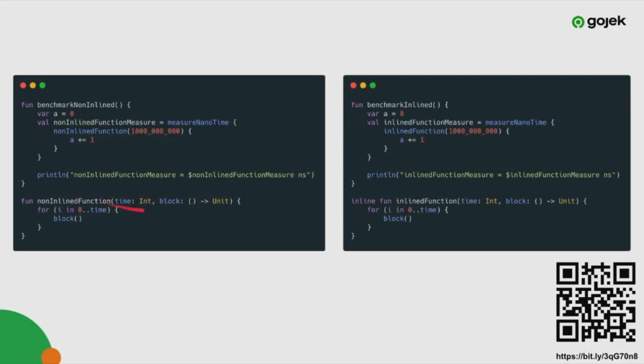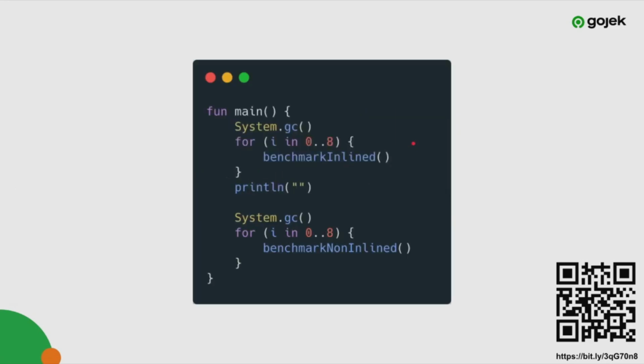Let's compare to the second one. We have the benchmark inline here. It's pretty much the same as the first one, but the difference is we add this inline modifier in the function as a prefix. So we'll try to benchmark these two, and let's see which one is better. Okay, so like before, I will do a garbage collection before adding it to the benchmark. Then I will try to run it 9 times. And let's see the answer.